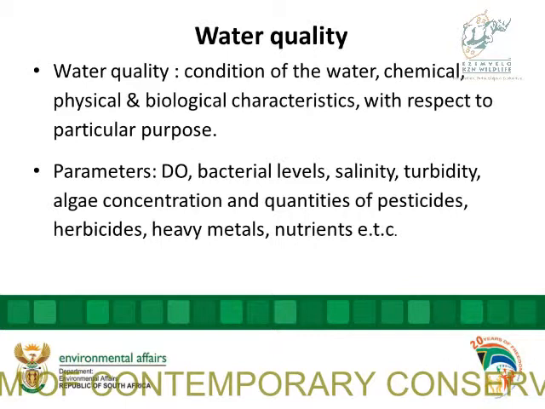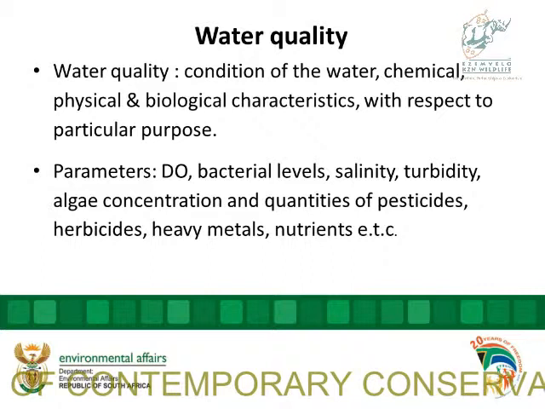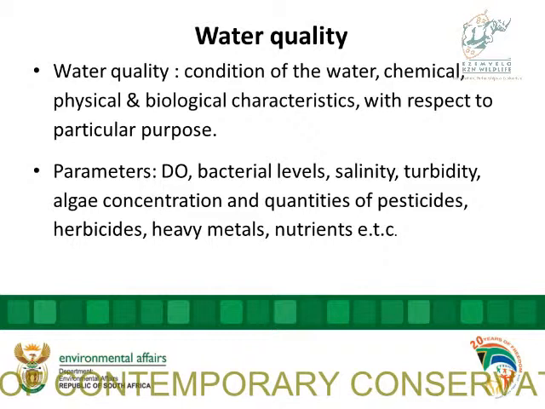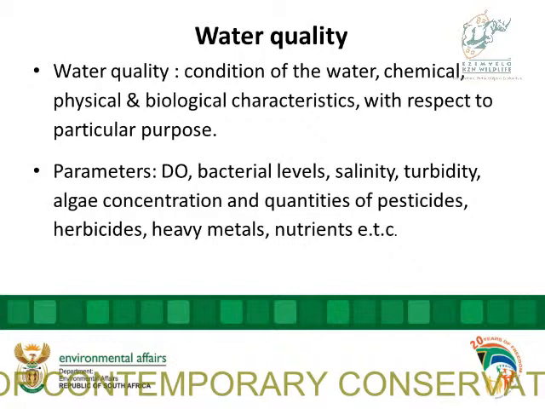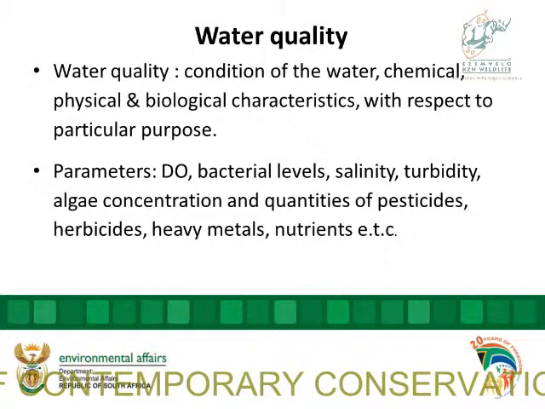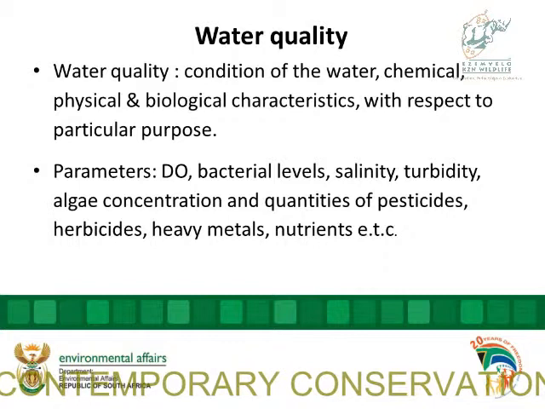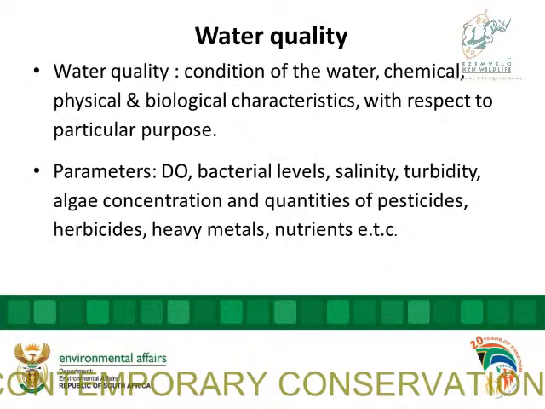Now, I would like to explain what water quality means. Water quality is a term that is used to describe the condition of the water, including chemical, physical, and biological characteristics with respect to a particular purpose. Hence, we have water quality guidelines for recreational purposes and for ecosystem purposes. The general parameters that are used are the concentration of dissolved oxygen in the water, bacterial levels, salinity, turbidity, algal concentration, quantity of pesticides, herbicides, heavy metals, and nutrients.